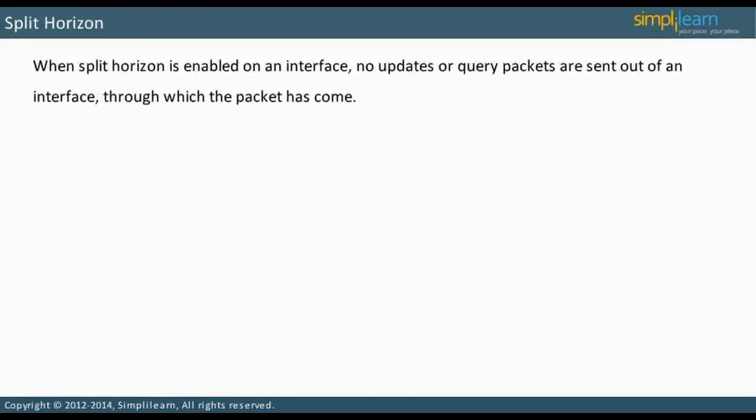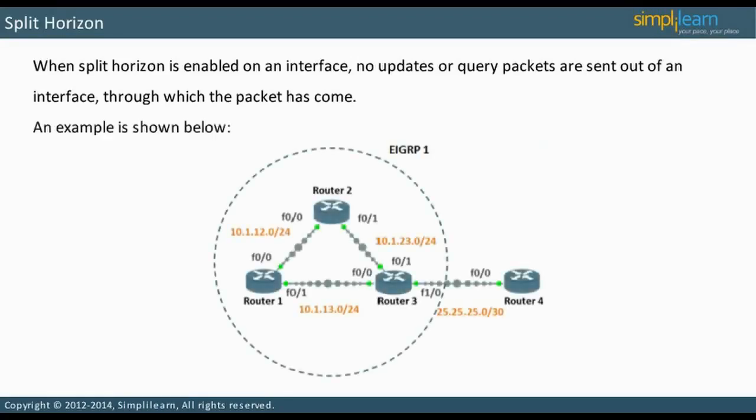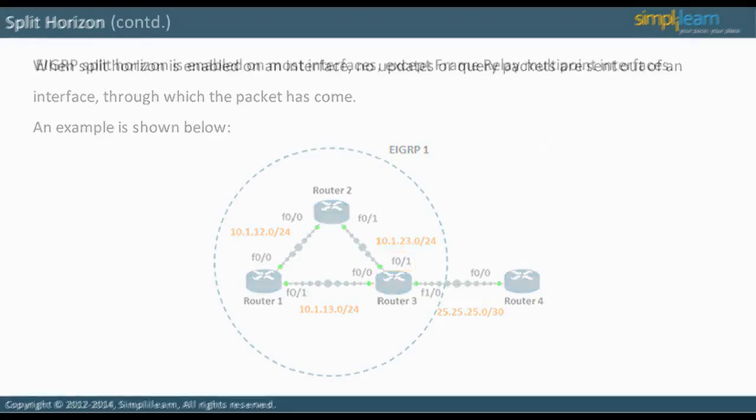When split horizon is enabled on an interface, no updates or query packets are sent out of an interface through which that packet came. This reduces the possibility of routing loops. For example, in the figure, if RTR1 learns about the route 25.25.25.0/30 from RTR3, then any updates or queries concerning that route will not be sent out F0/1. We will continue our discussion on split horizon in the next slide.